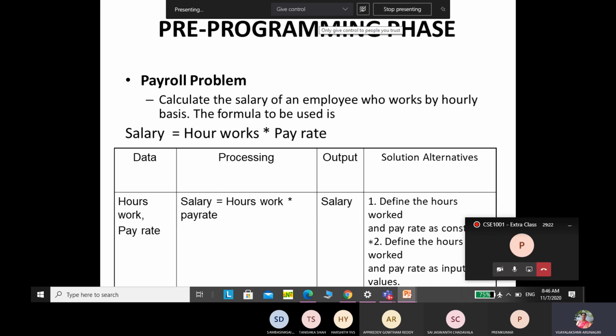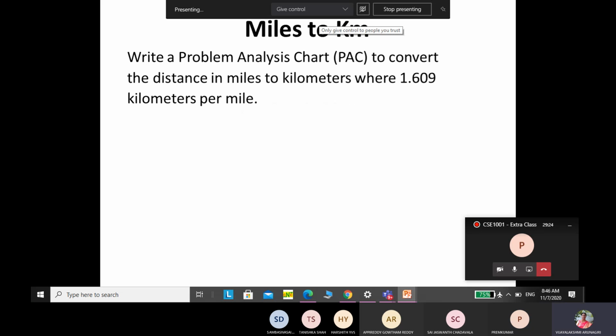Yes, ma'am. Similarly, we'll solve another problem. Please read the problem. Miles to kilometers. Write a problem analysis chart to convert a distance in miles to kilometers, where 1.609 kilometers per mile. So the problem is we have to convert the distance from miles to kilometers, and they have given 1 mile equal to 1.609 kilometers. Is it correct or not? Yes, ma'am.